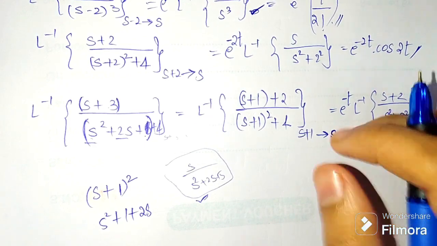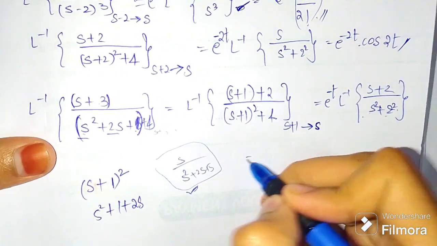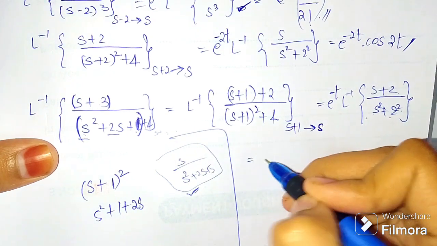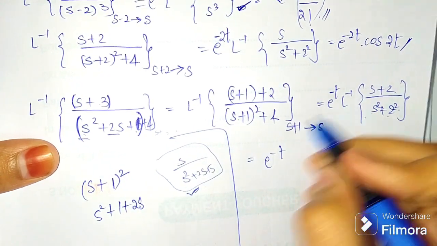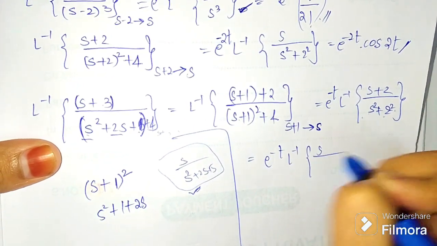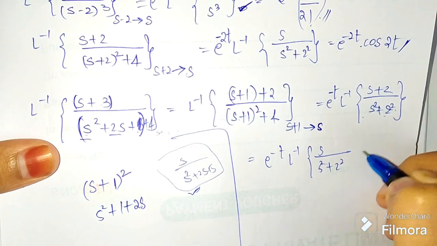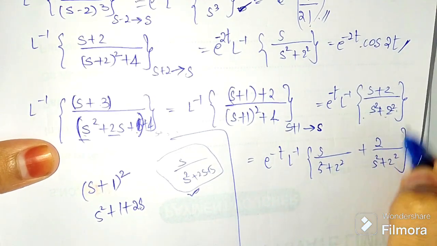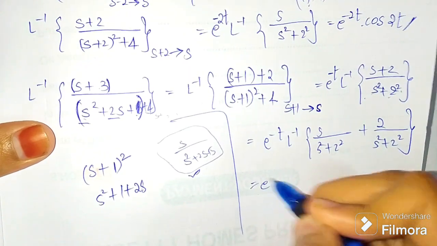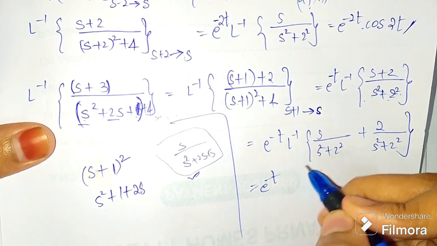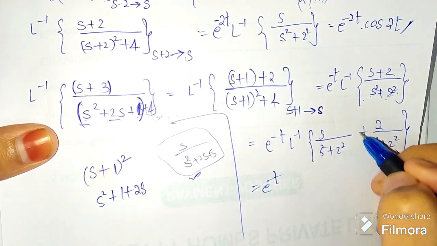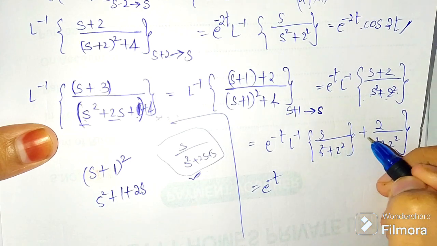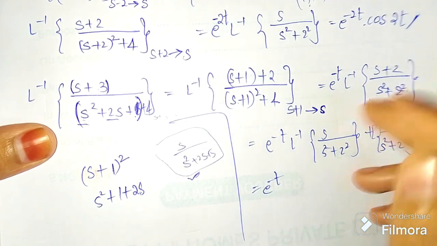We'll complete this. So this will be my e power minus t Laplace inverse of s by s square plus 2 square plus 2 by s square plus 2 square. Can I do it like this? Yes. So this will be my Laplace inverse of this plus Laplace inverse of that, the linear property. Next step I wrote like this.